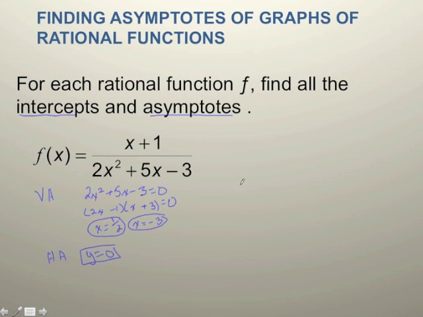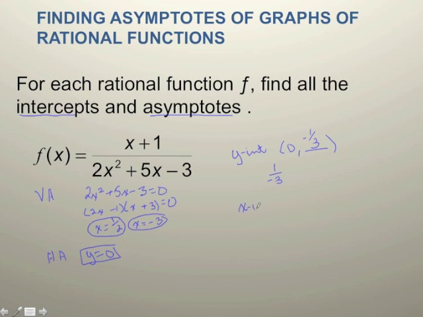Now we want to find the intercepts. The first thing we're going to do is find the y-intercept. Remember, x equals 0, so we're looking for the y value here. It is a point. When I put 0 in for x in all of these, I end up with 1 over negative 3, so the y-intercept is negative 1/3. (0, negative 1/3) is that point.